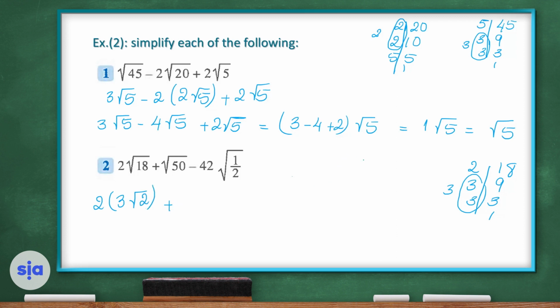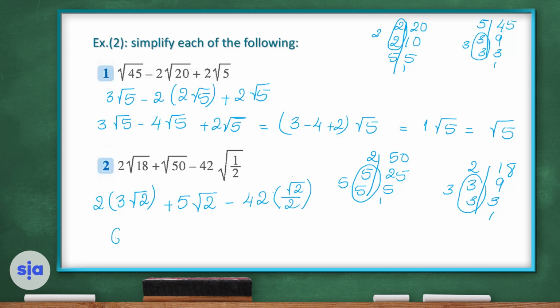plus, make the prime factorization for the 50. Divided by 2, it's 25. Divided by 5, it's 5. Divided by 5, it's 1. So it will be 5 square root of 2 minus 42. So minus 42, and we're going to simplify the square root of half, which will be, as we did in the previous example, the square root of half is root 2 over 2.